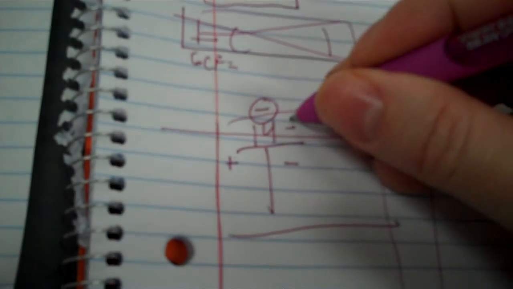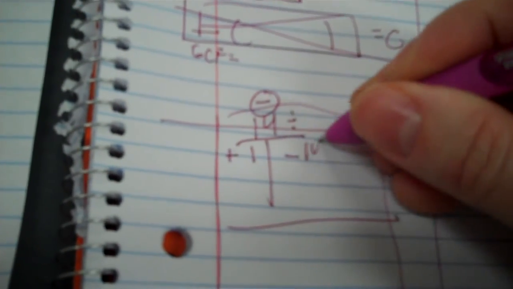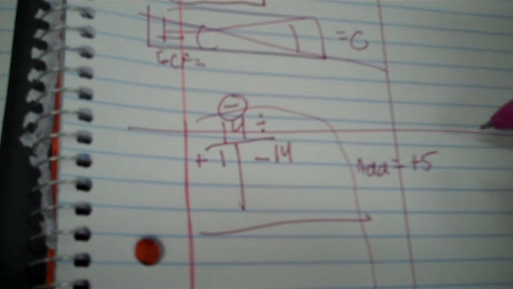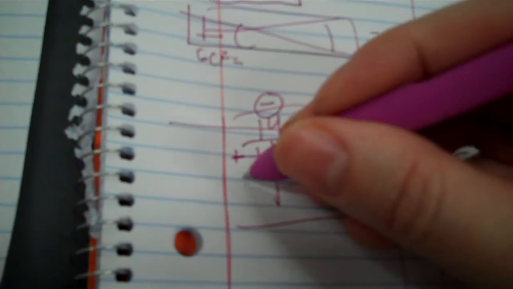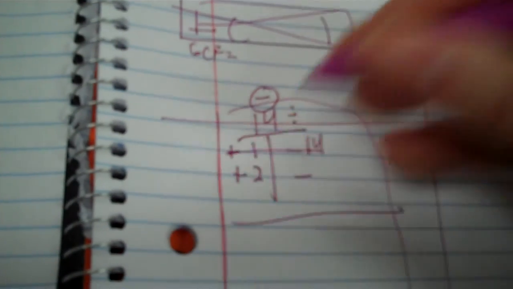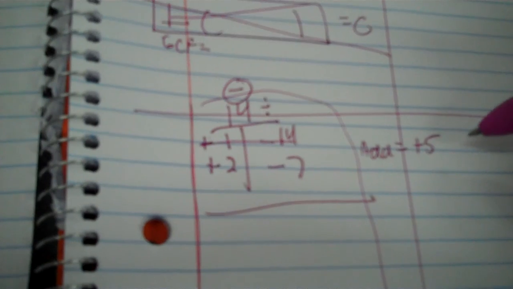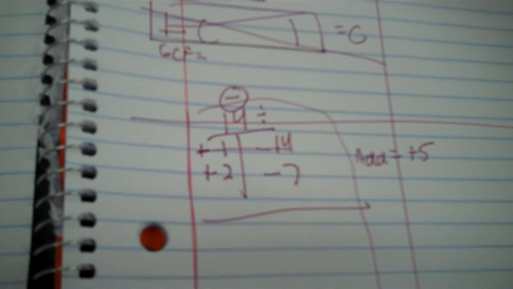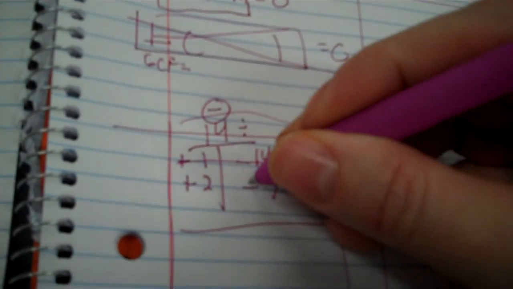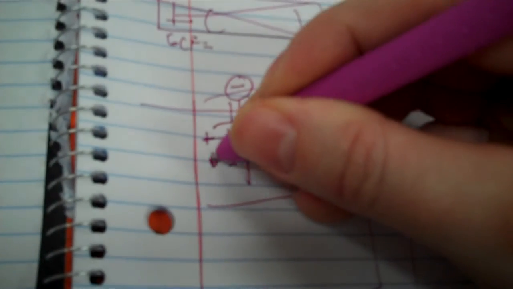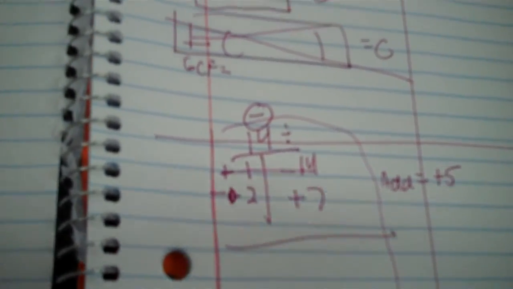So I start dividing 14. 14 divided by 1 is 14. I add those, that is not even close to positive 5. Okay. Then I divide 14 by 2, and I get 7. If I add those, that's negative 5. Well, I have the right number. I just need it to be positive 5. So we're going to go plus 7 and minus 2. Now it's just switch them, okay?